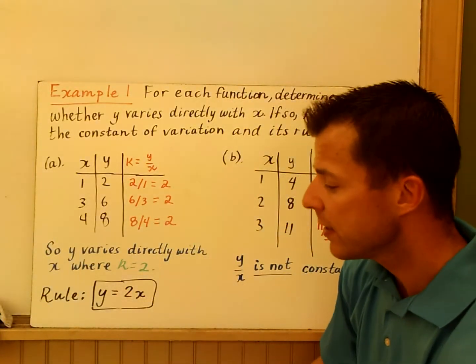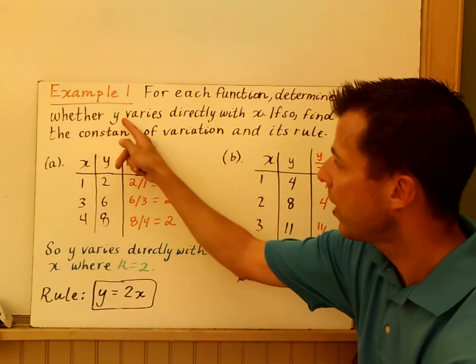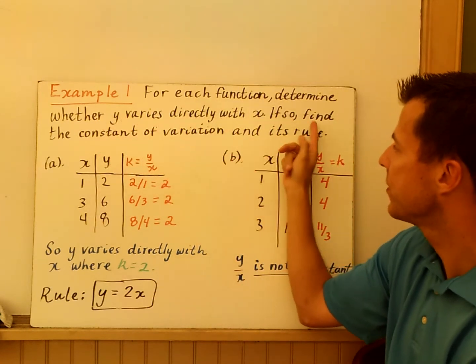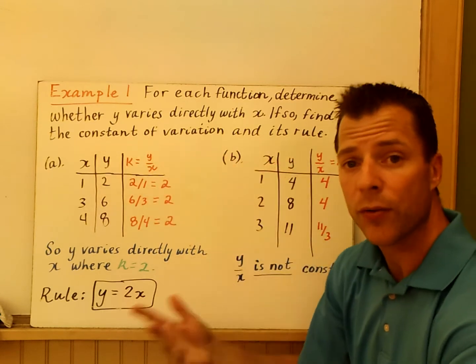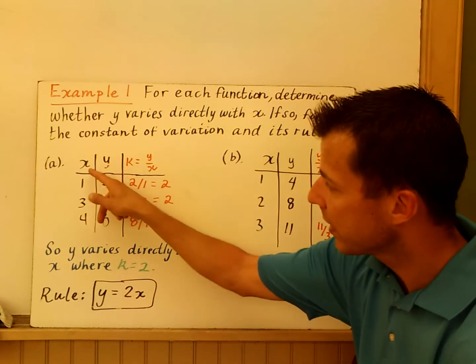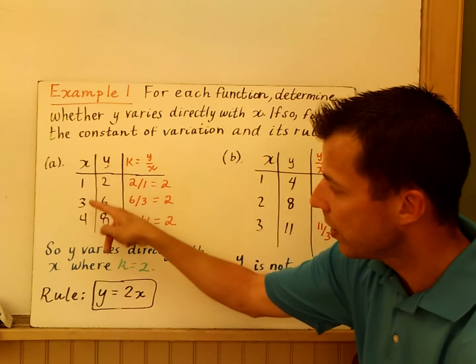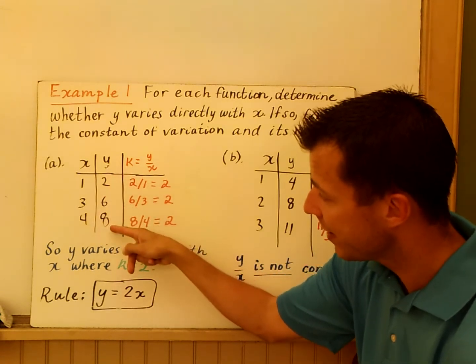Okay, so in example 1, we're looking for each function, determine whether y varies directly with x. If so, find the constant of variation and find its rule. The rule would be the equation. Okay, so here's our table in black. Our first table is the x values 1, 3, and 4. Their corresponding y values are 2, 6, and 8.